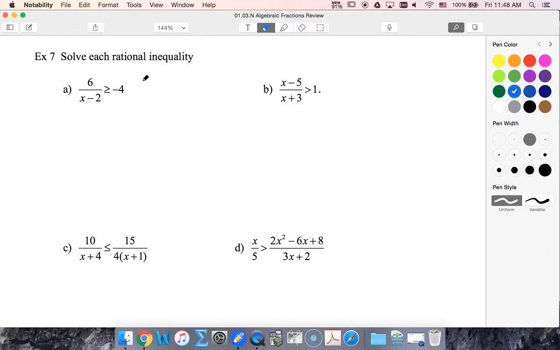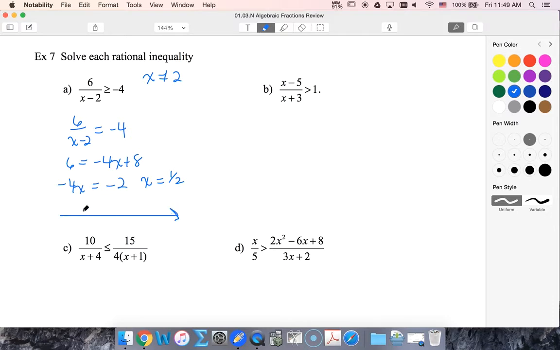So I'm going to start straight away and note that x cannot be equal to 2 because I can't divide by 0. Then I'm going to treat this like an equality. And so solving this, I would get negative 4x plus 8. So negative 4x is equal to negative 2. So that tells me that x is a half. So now I think about a number line. And on this number line, I would have positive 2, and I would have a half.